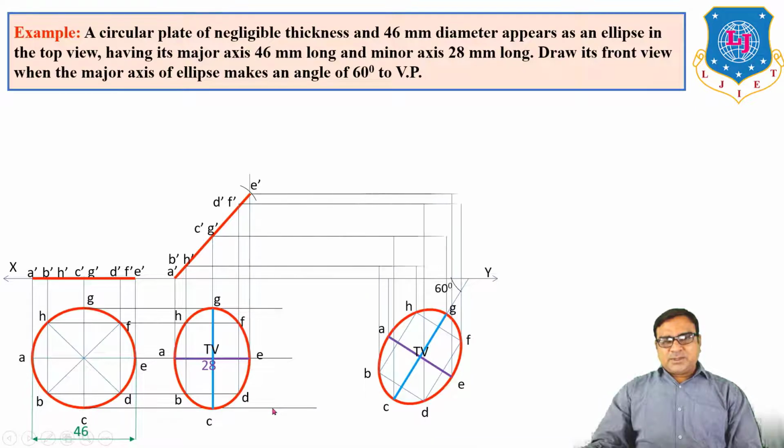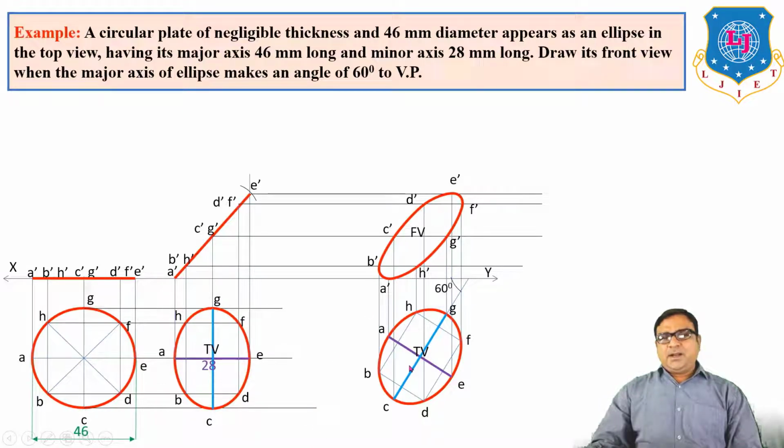Draw vertical projection lines and horizontal lines, and at the intersections mark A dash, B dash, C dash, D dash up to G dash and H dash. Trace the curve passing through all the points. So this is the front view and top view of the circular plane of diameter 46 when the top view is an ellipse.